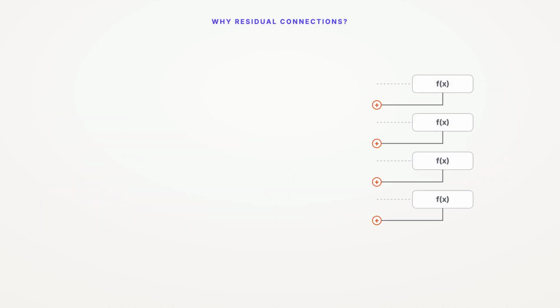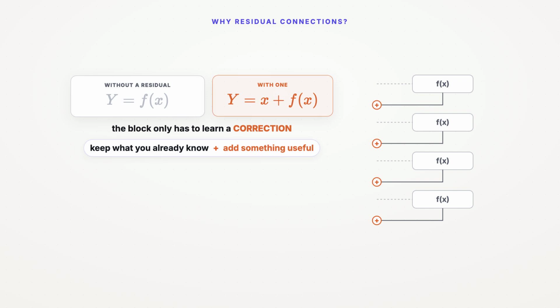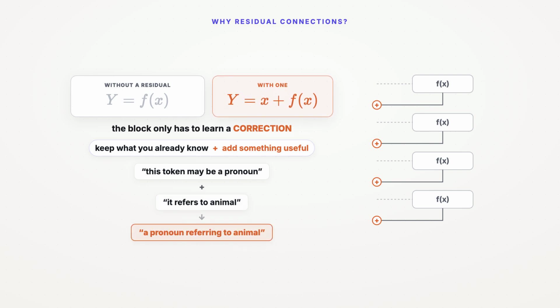Now those highways I mentioned, instead of replacing the vector, each sublayer adds to it. Without a residual, a block outputs f of x. With one, it outputs x plus f of x. So it only has to learn a correction. Keep what you already know and add something useful. This might be a pronoun, plus it refers to animal becomes, this is a pronoun referring to animal. That additive design is what lets gradients flow through dozens of layers without vanishing.